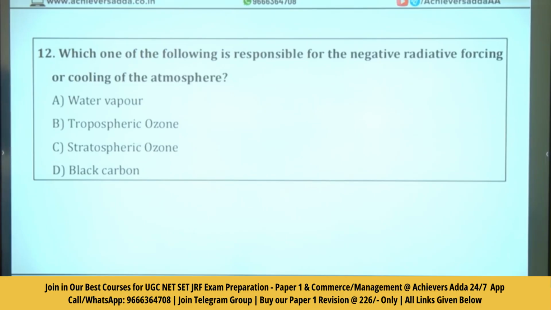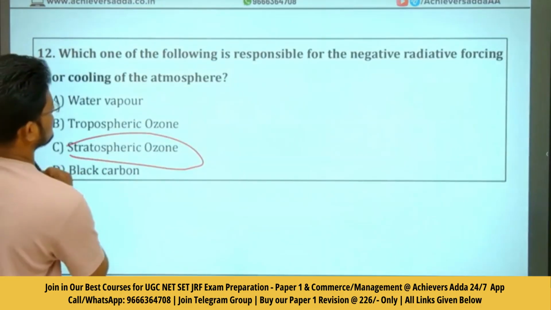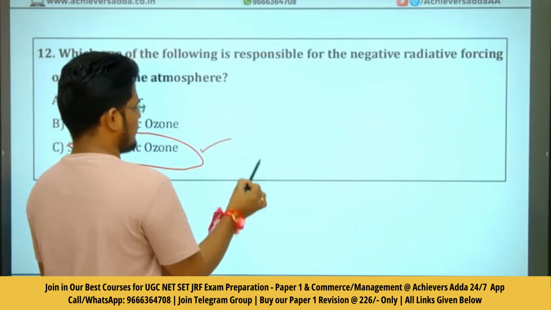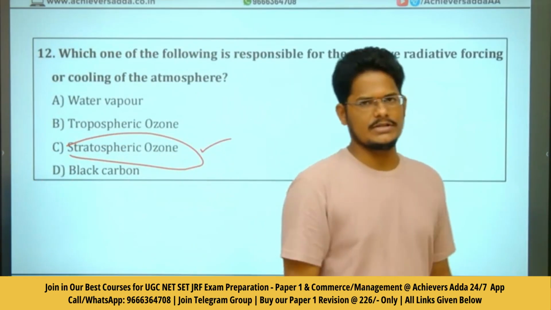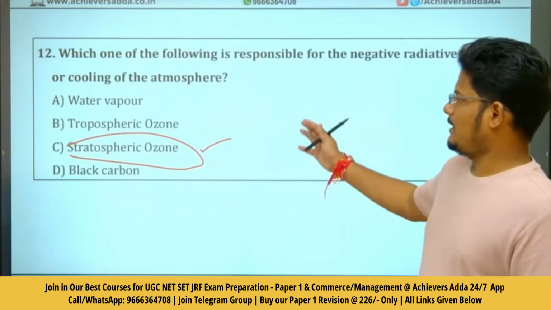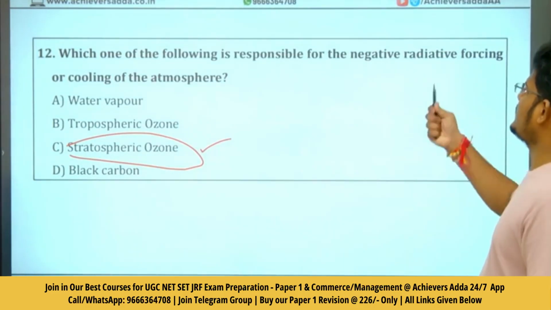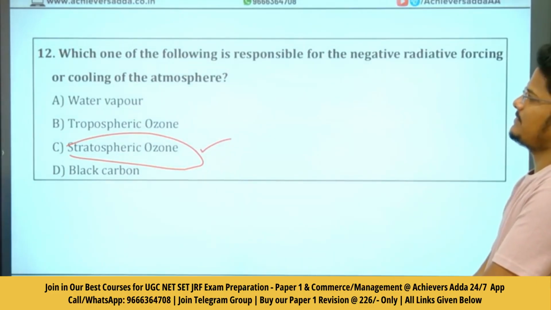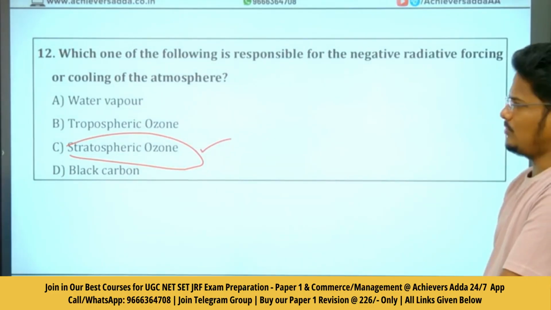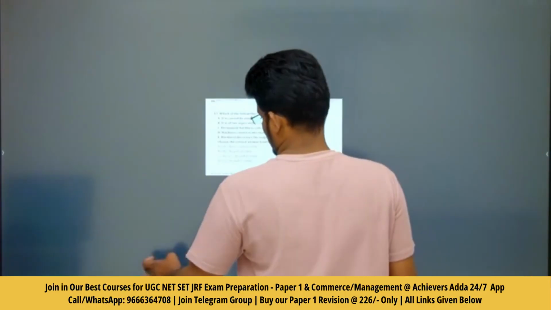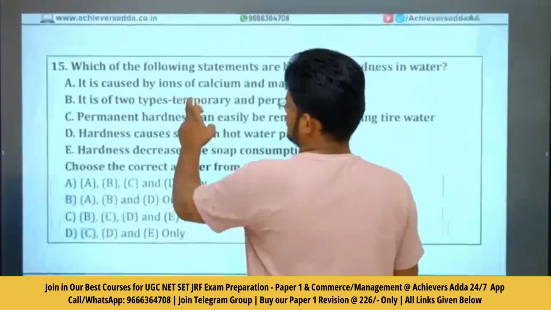3 is the correct answer. Stratospheric ozone. Negative radiative forcing or cooling in the atmosphere is because stratospheric ozone is a good ozone and tropospheric ozone is a bad ozone. So responsible for negative radiative forcing or cooling of the atmosphere is stratospheric ozone, that is protecting us from the harmful radiation.